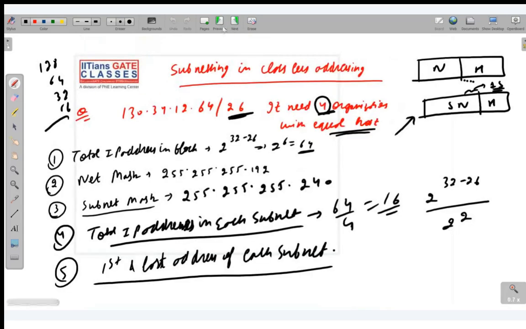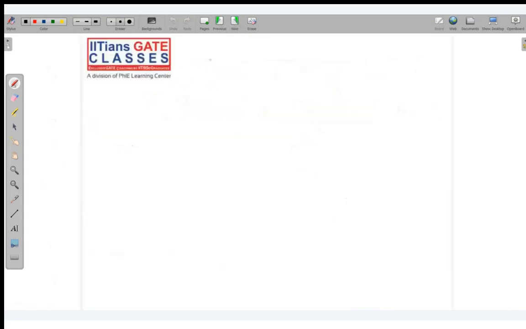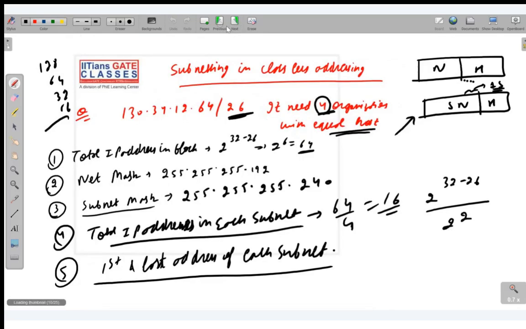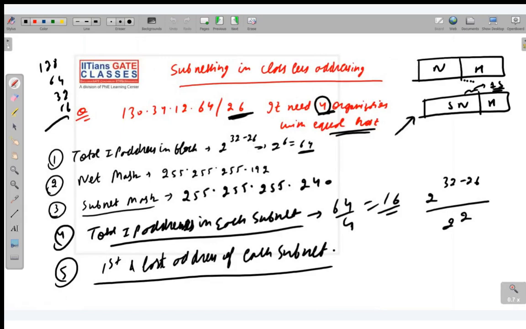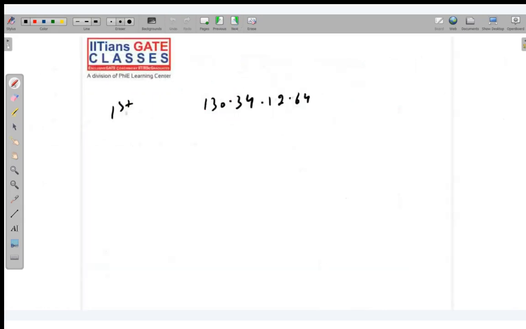Okay, so what is the IP address? 130.34.12.64. Slash 26, sir. Slash 26. That is okay, this is just to give you the idea of the net mask. Just to give you the net mask, we have given this slash 26. So now, for the first organization, the first IP address is this.